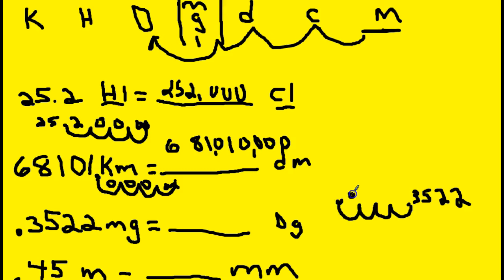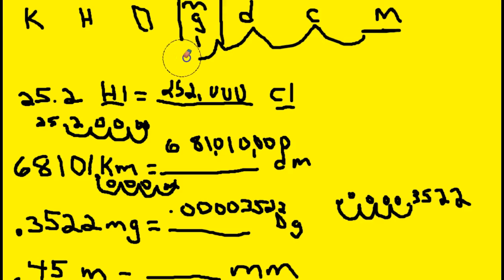Fill in the zeros. So this number is going to be 0.0003522 decagrams. Again, we went 4 to the left. We took our decimal 4 to the left. I didn't make these numbers easy, did I? All right, let me erase this.